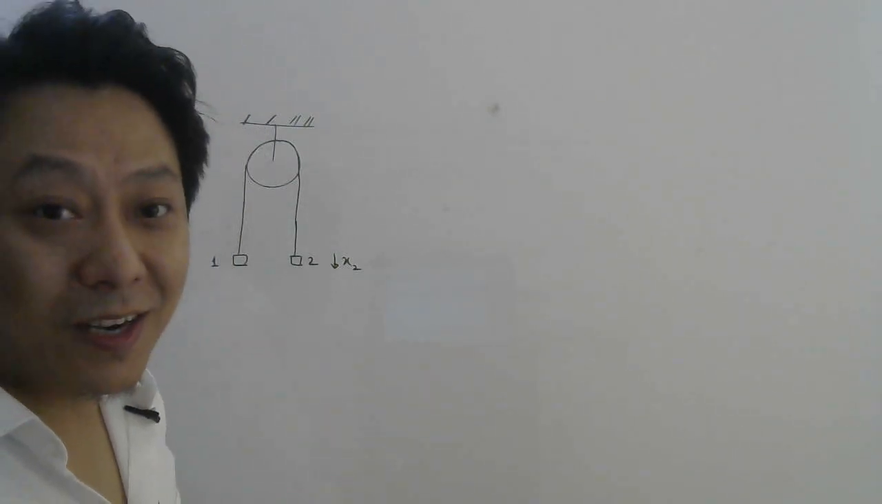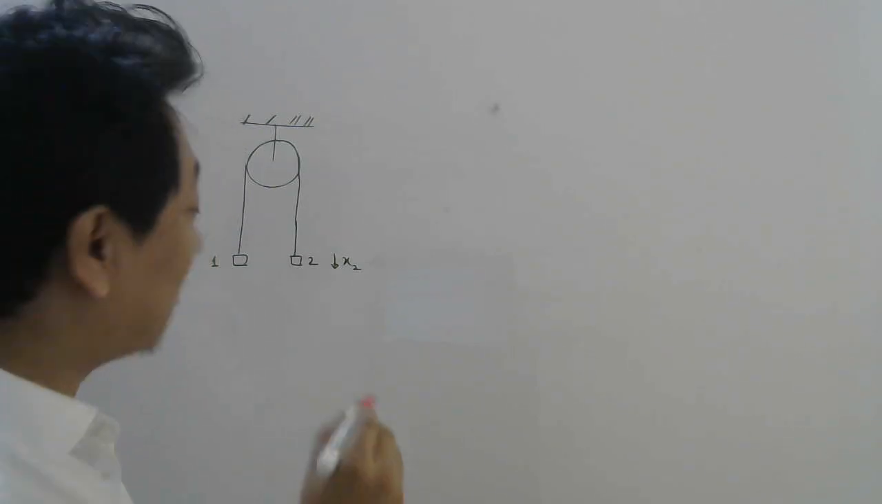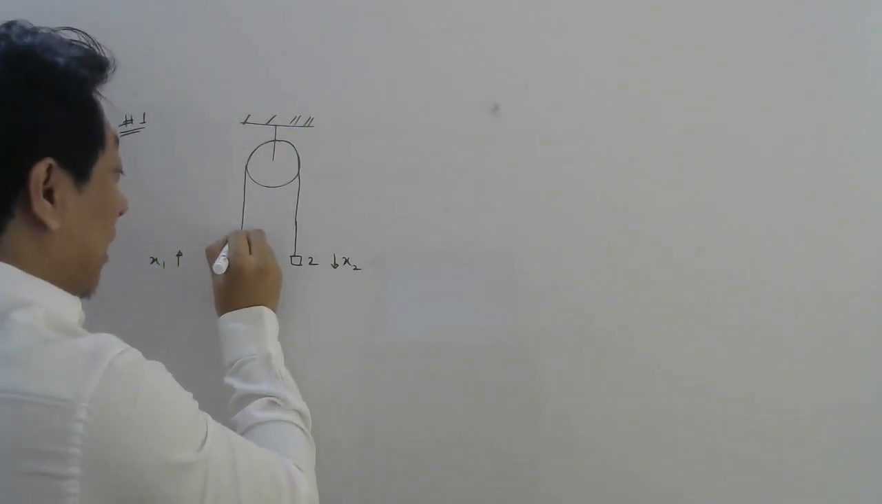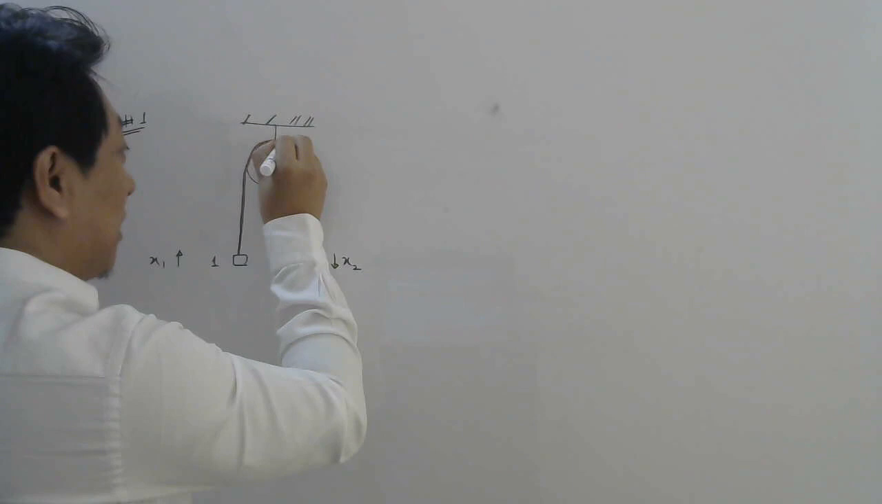Now how do I find the relation? Well, I will apply the string constraint. So you see this length of the string cannot change, right, during the motion.